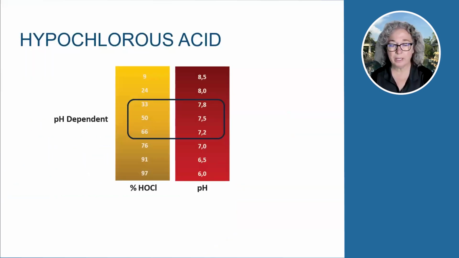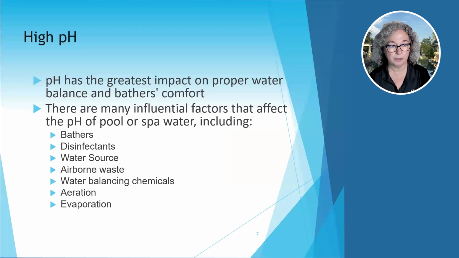When you put chlorine in the water, it becomes hypochlorous acid. Hypochlorous acid is very pH dependent. As we can see here, the ideal levels are 7.2 to 7.8. When the pH is higher, the chlorine is not effective. And when the pH is lower, you think the chlorine is effective, but it is not. So we want to keep it in the 7.2 to 7.8 range. High pH has a great impact on water balance and bather comfort.